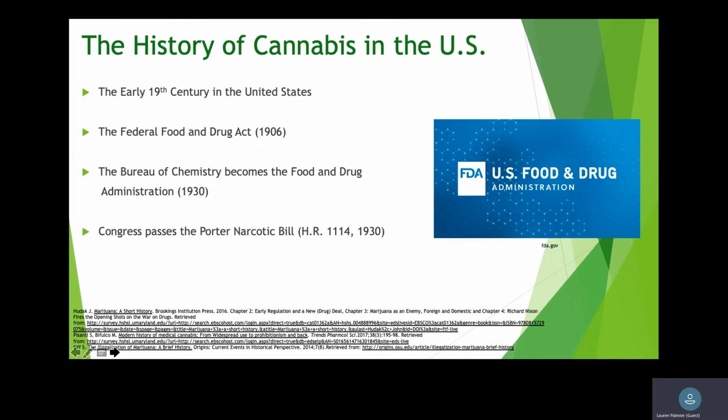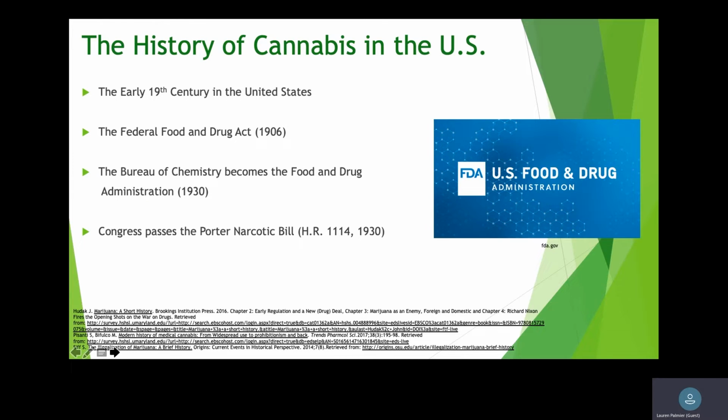A drug, in the law's eyes, was any substance defined in the U.S. Pharmacopoeia, and cannabis had its own chapter up until 1942. The Federal Food and Drug Act did not necessarily outlaw cannabis. Essentially, it allowed the Agriculture Department to put standards in place to ensure its safe use.